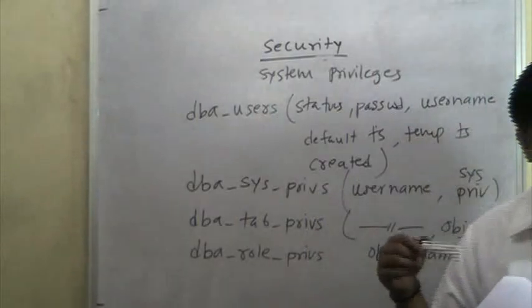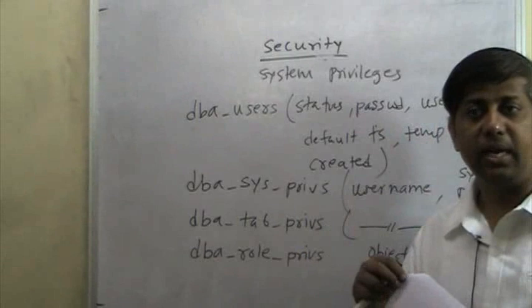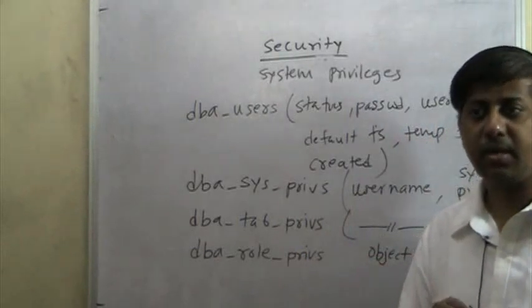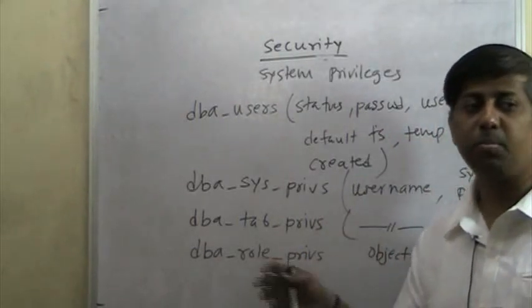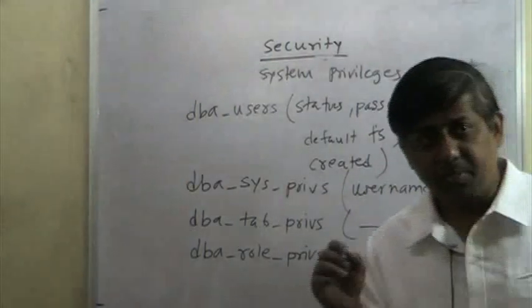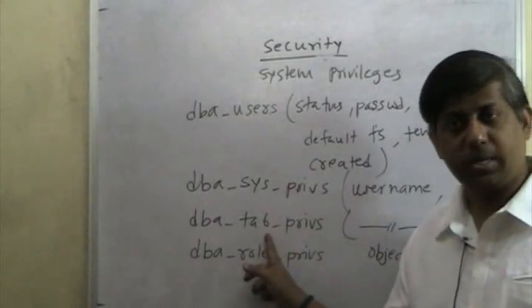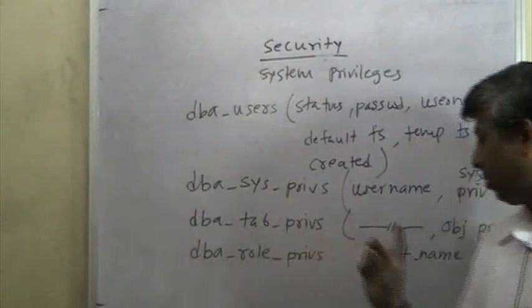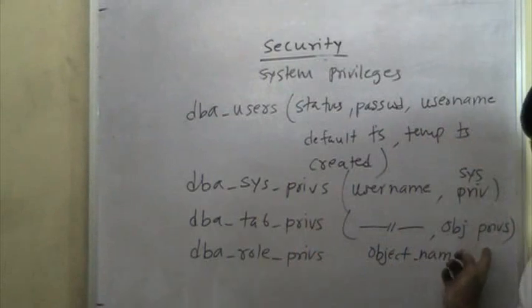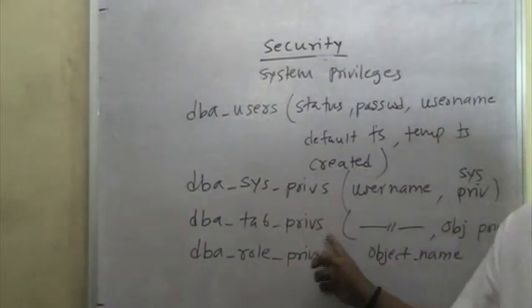Now the same question asked in a reverse way: how many users have been granted the delete privilege on HR's employee table? DBA_TAB_PRIVS. In TAB_PRIVS, you will find the name of the object, the privilege, who it has been given to, and who the owner is. All that information would be here.